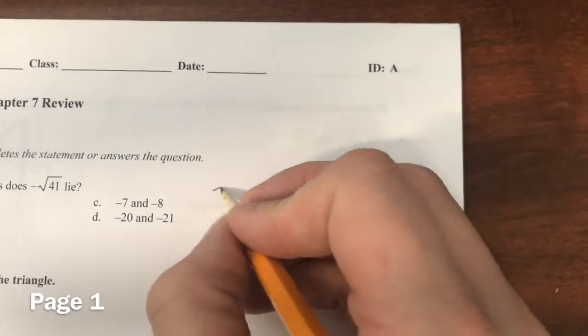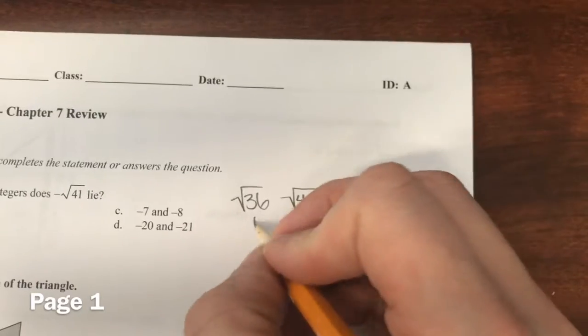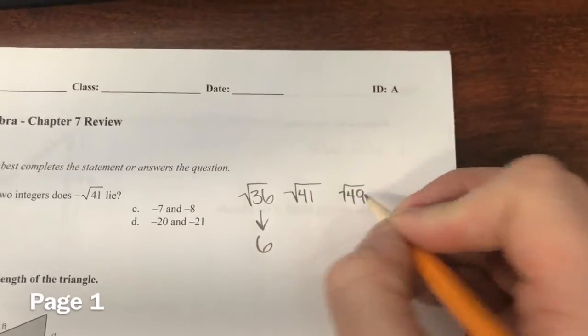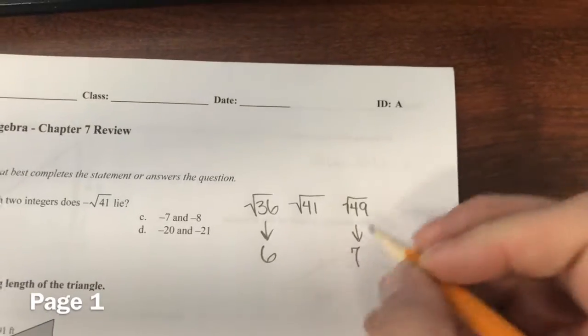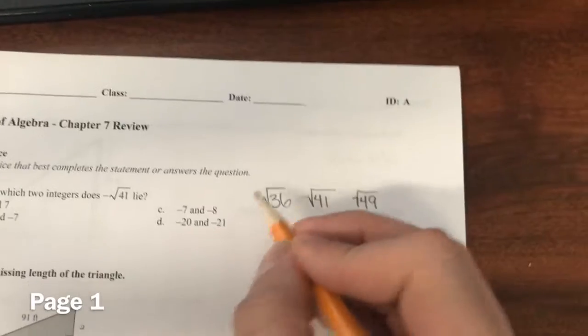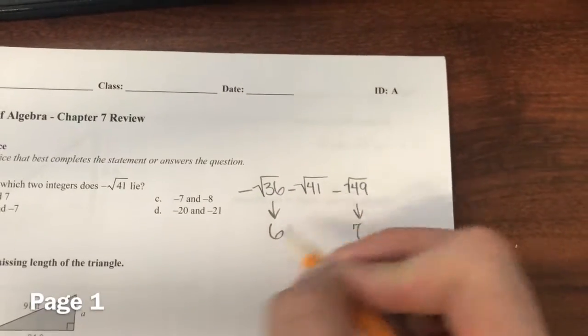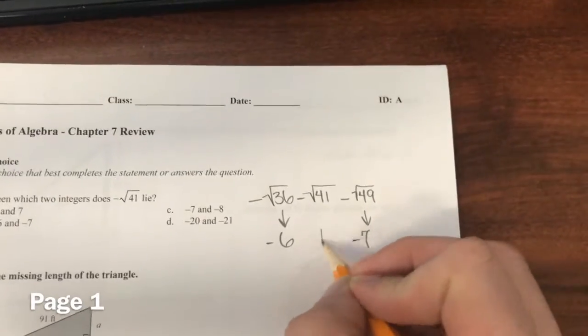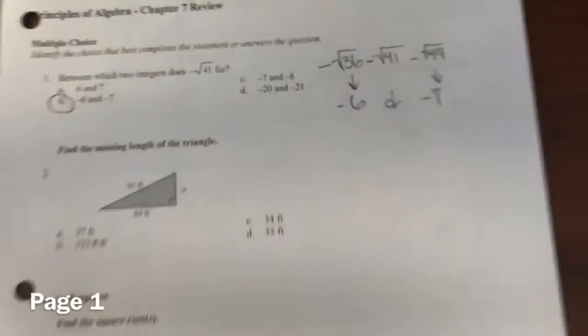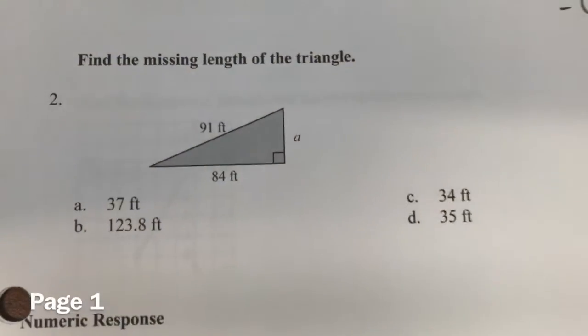I know the square root of 36. It's 6. And I know the square root of 49 is 7. So the square root of 41 lives in between 6 and 7. Throw a few negatives in front of it, and you get in between negative 6 and negative 7, which is B. Of course, you can throw that in your calculator, but what fun is that?